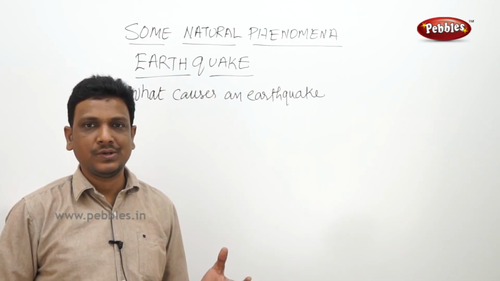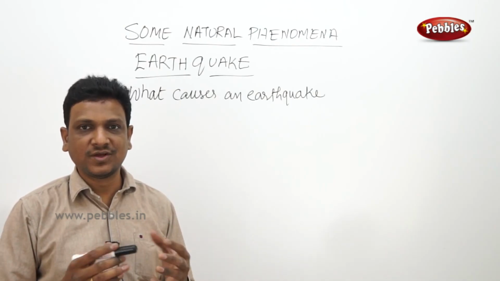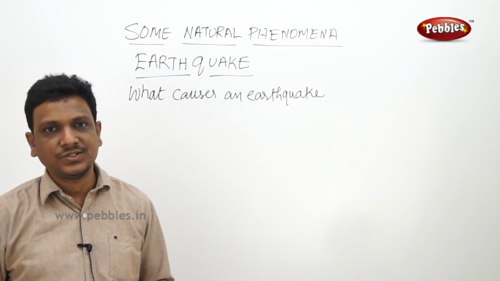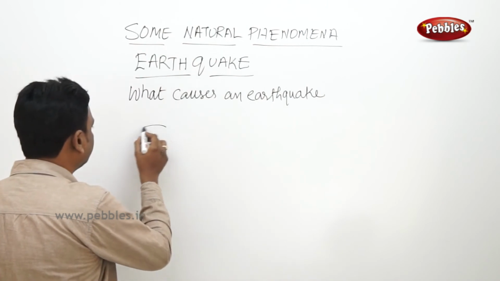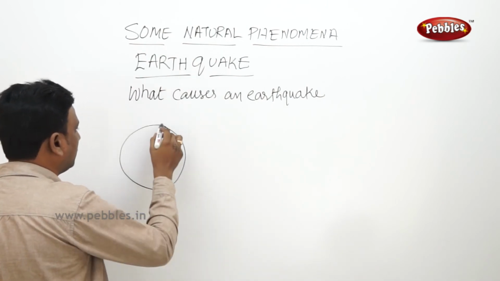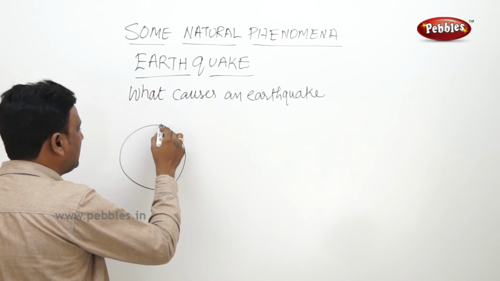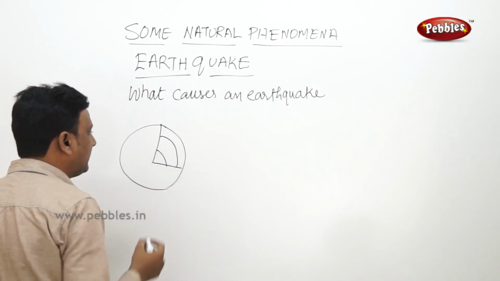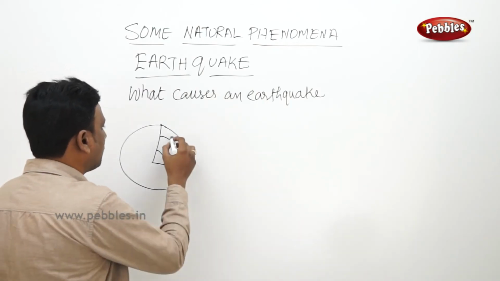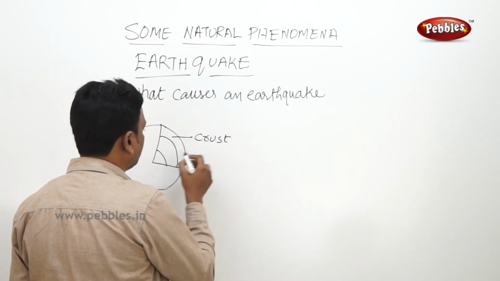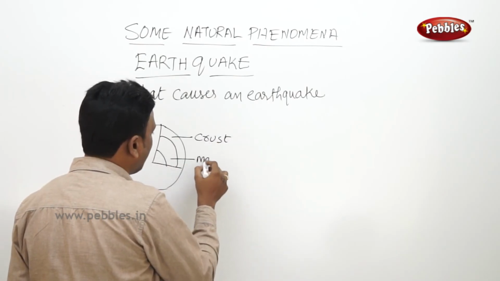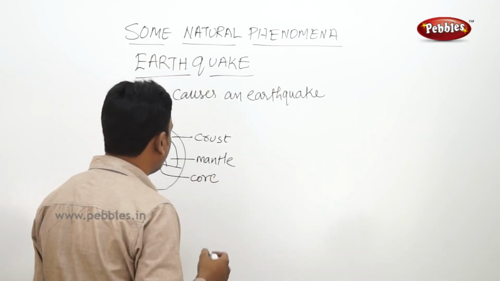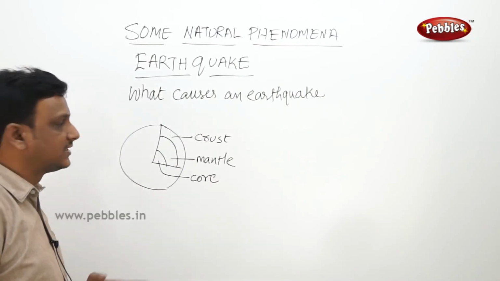As I told you, the surface of the earth is not a single unit. This is the earth, and if you see the cross section of the earth, we find three different layers. The top layer is the crust, the middle one is the mantle, and the inner one is the core. These are the three layers of which the earth is made.